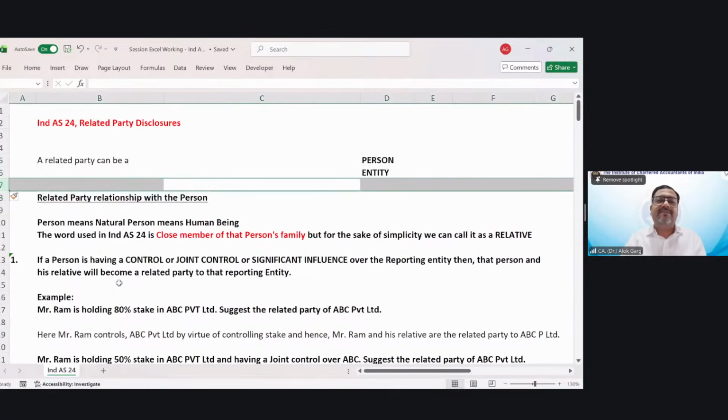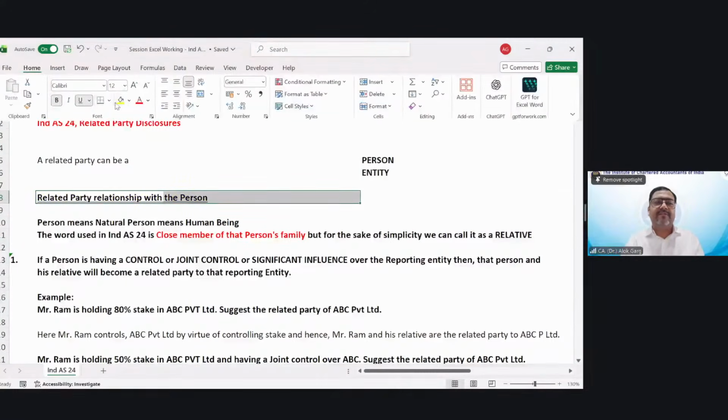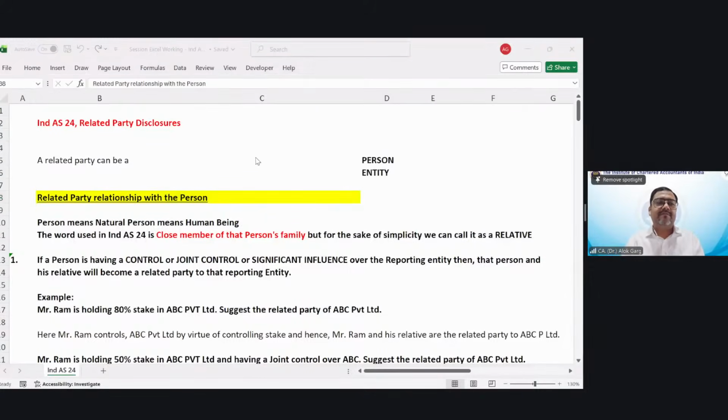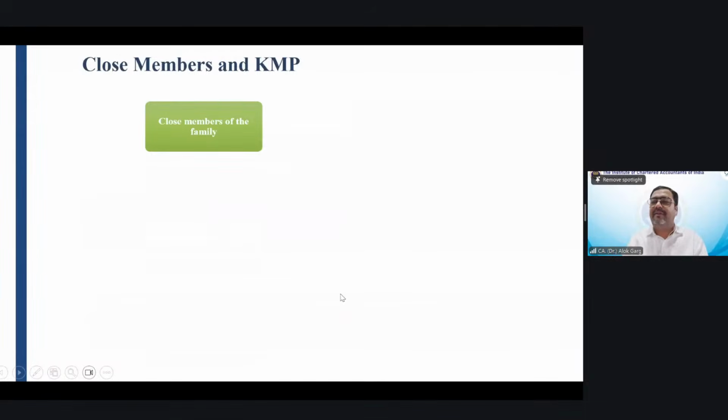So now it is complete. Okay, related party relationship with a person, related party relationship with an entity. Okay, great. Yes. Saminathan is saying close member of that person family is registered in my mind. I have taken all the examples with you, Saminathan. Yes. Close member of the family, right?